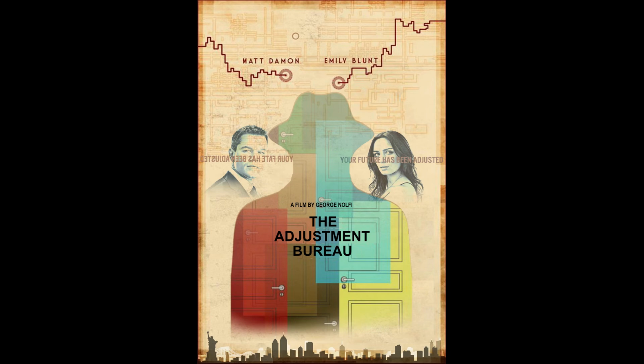As you can see in the poster, Matt Damon and Emily Blunt are represented with zigzag lines in the background. So it is the meeting point, and still they didn't meet in this poster. And you can see a person wearing a hat with doors. So I represented a person wearing a hat who can travel. So it's known as the Adjustment Bureau, people who can wear a hat and travel anywhere through any door.